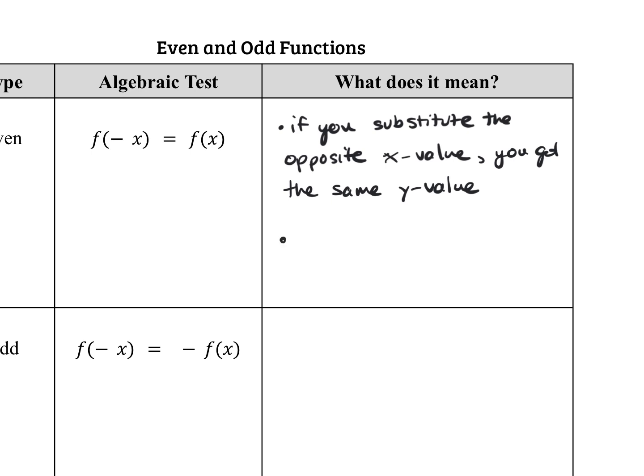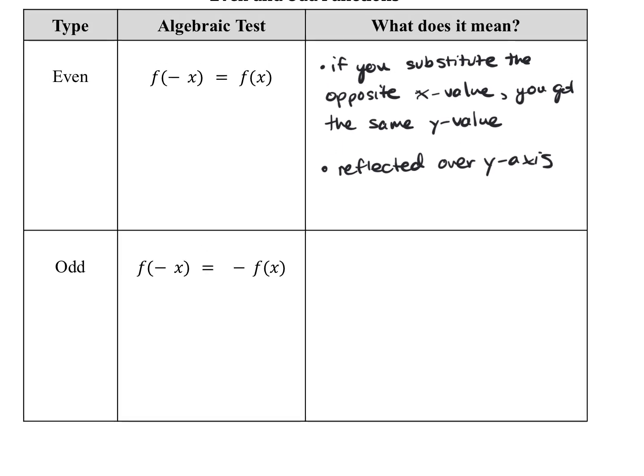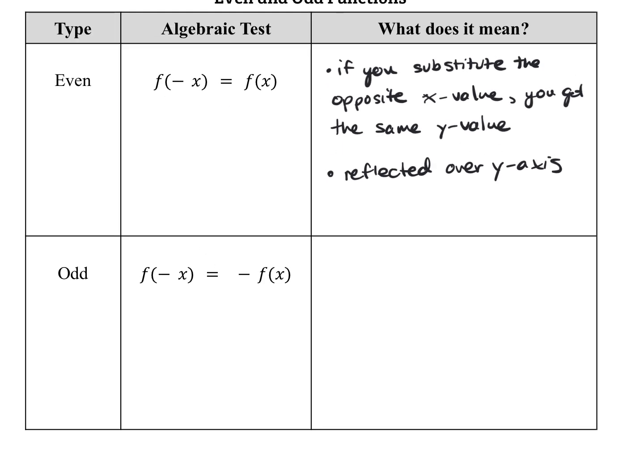Graphically, a function that is considered to be even will always be reflected over the y-axis. So if you notice that it has line symmetry about the y-axis, this would be considered an even function. So you could either look at the graph and determine, or you can do the algebraic test.